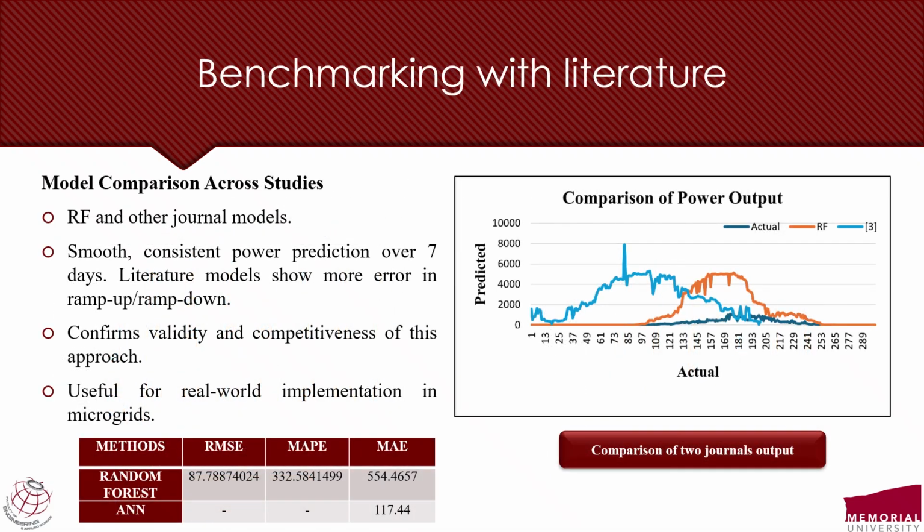To validate my approach, I compared my results with published findings from other research papers. I plotted random forest and ANN outputs alongside the results from two different studies. As shown, random forest performs comparably and in some cases better than existing models, especially in matching peak outputs and maintaining smoothness. Here you can see that the actual power and my research are nearly similar, and it is more accurate than the other research paper that has been done by someone else.